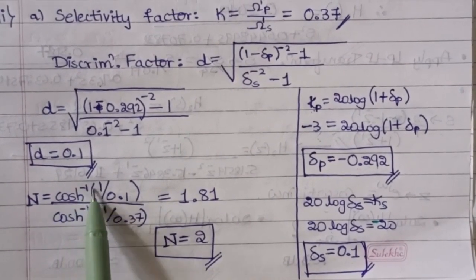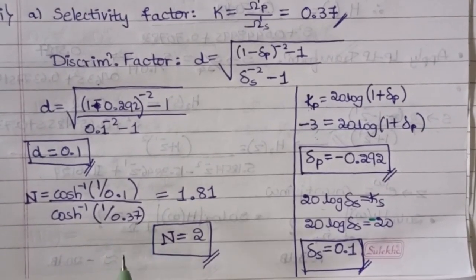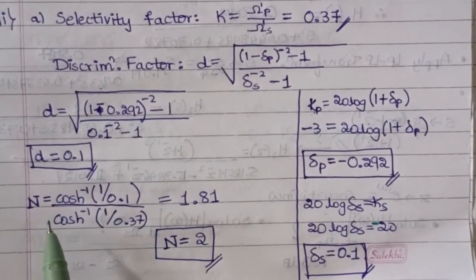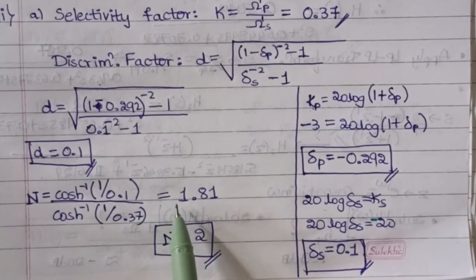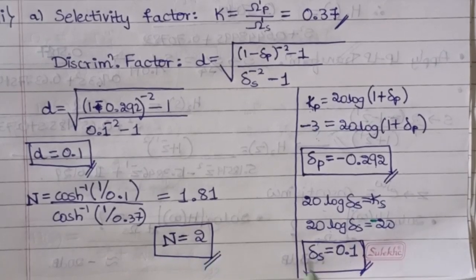N is equal to cos inverse of 1 by 0.1 divided by cos inverse of 1 by 0.37. In the calculator, there is a hyperbolic button. With that, we can find the value of cos inverse hyperbolic, which is given by 1.81. Rounding it off to the next integer, we get n is equal to 2.